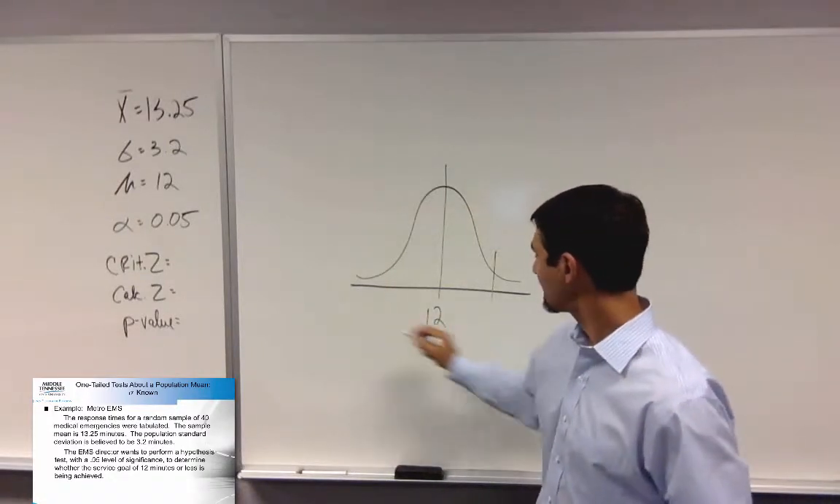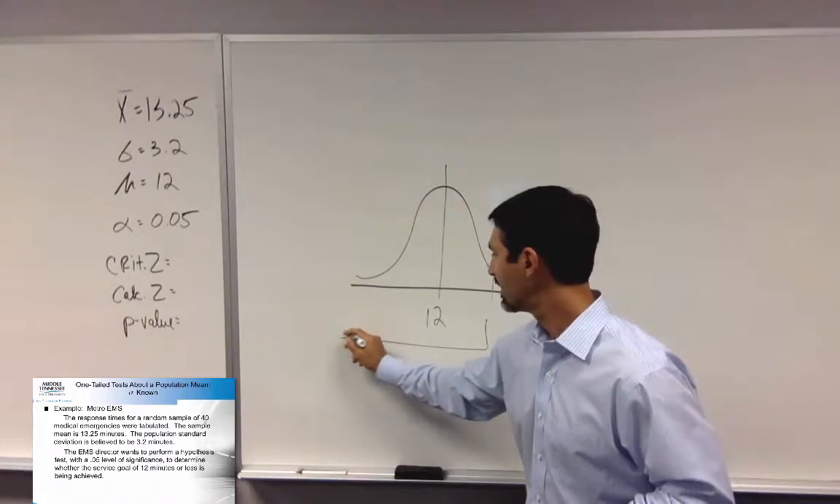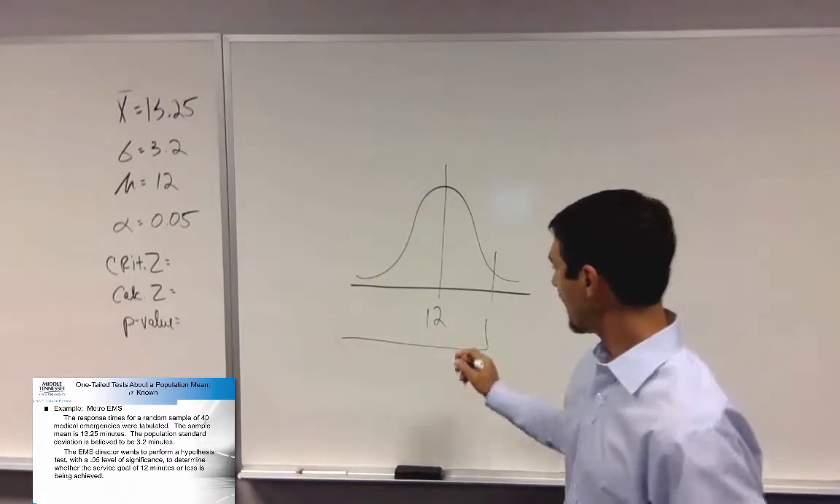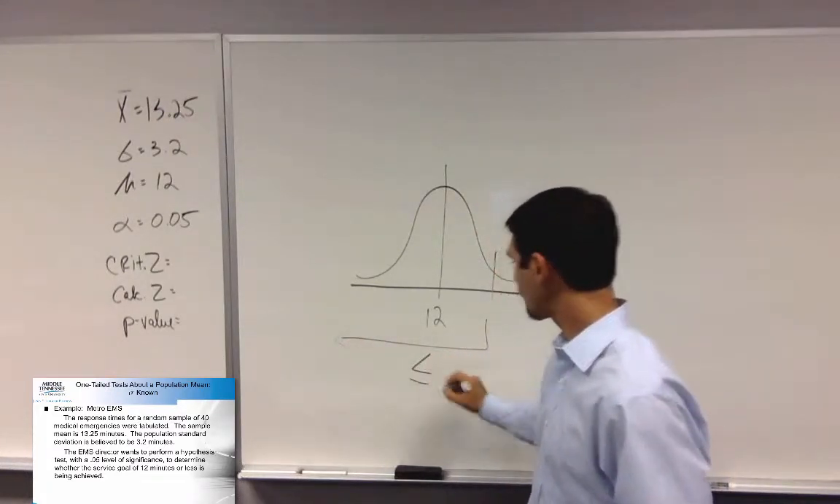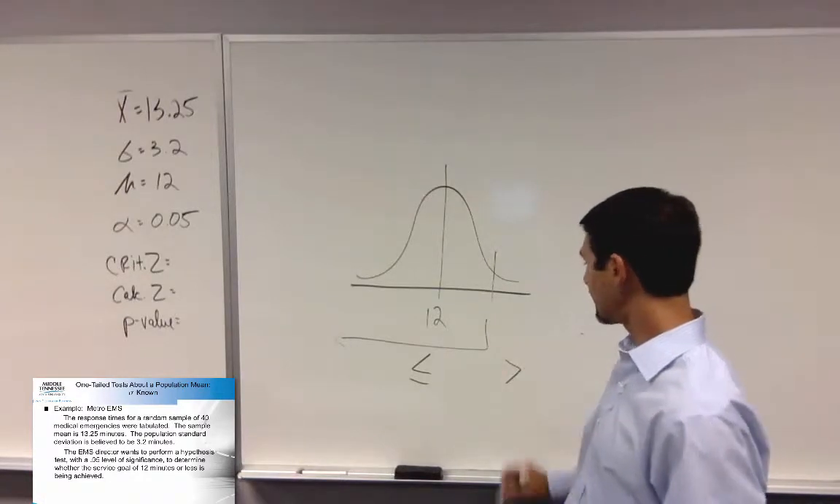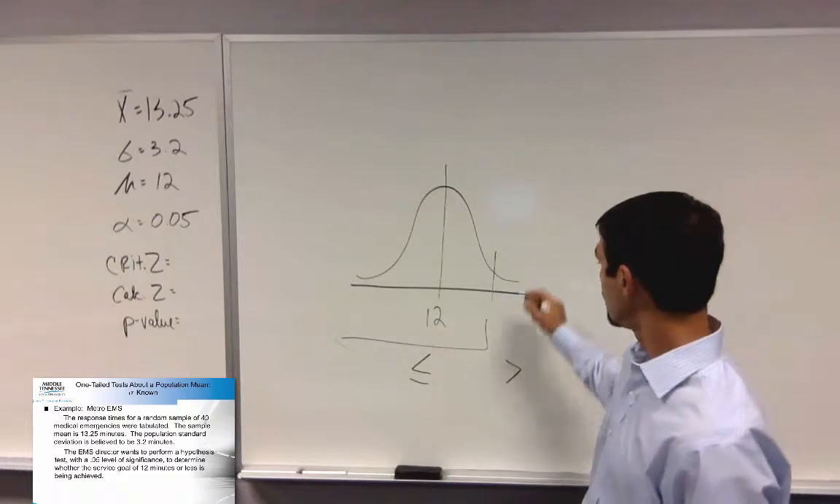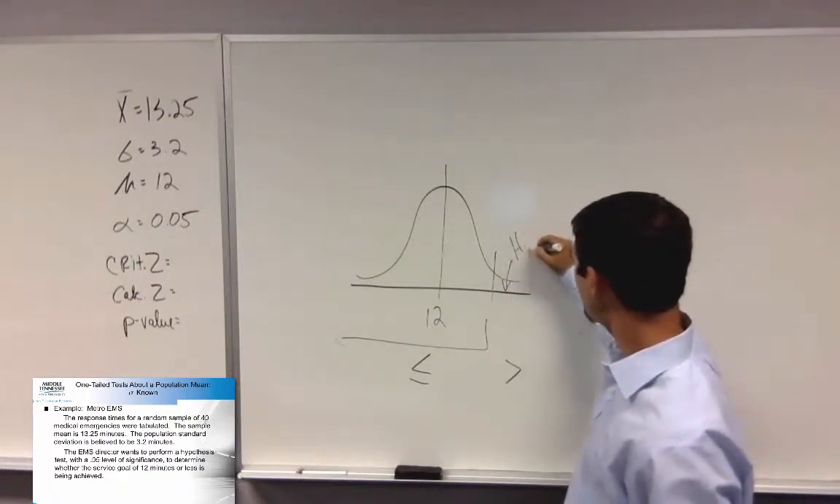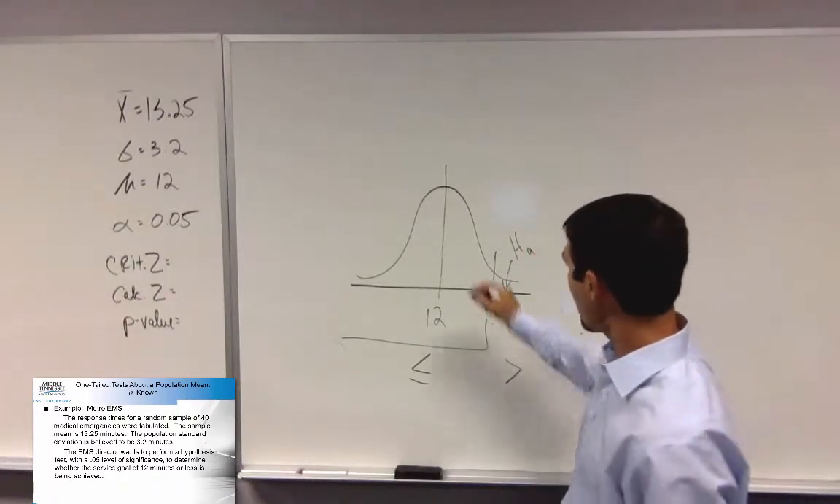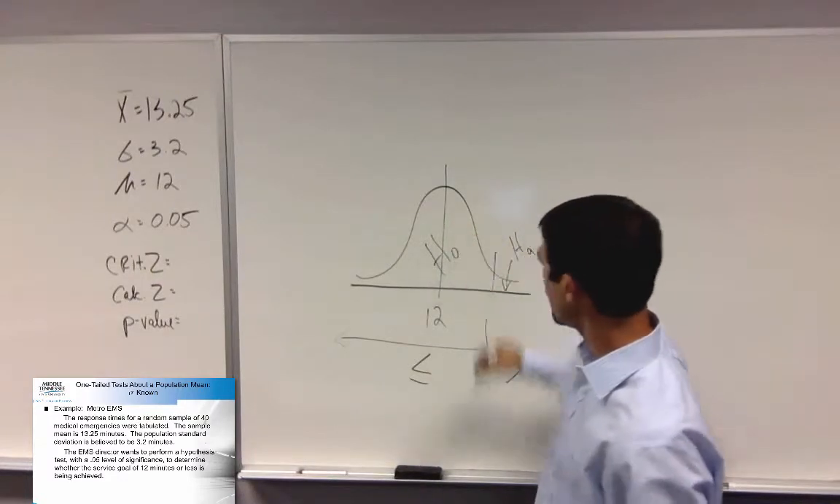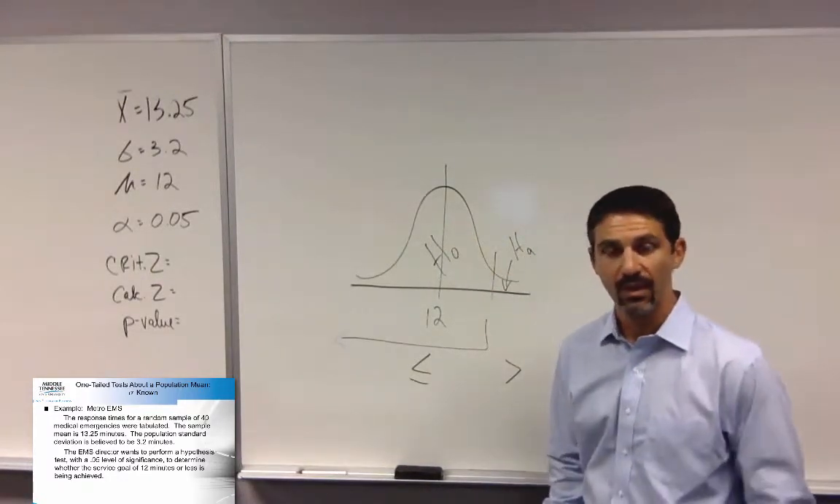12 minutes or less is represented by this area here, which is the same as saying less than or equal to, and this area is greater than. Now, which one represents the alternate? It is always the tail, and so that would be H sub A, and then this area here is your null, which is H sub 0.